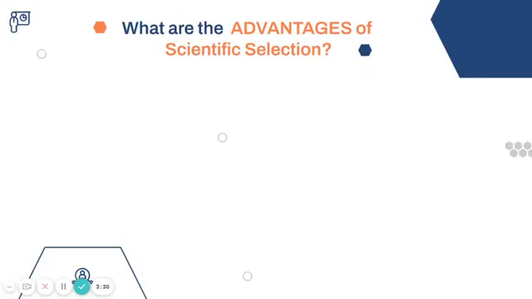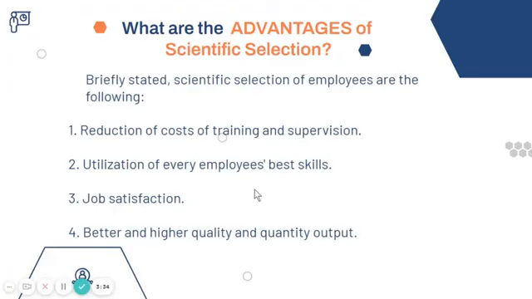Next is, what are the advantages of scientific selection? Briefly stated, the advantages of scientific selection of employees are the following. First, reduction of cost of training and supervision. Second, utilization of every employee's best skills. Third, job satisfaction. And fourth, better and higher quality and quantity output.